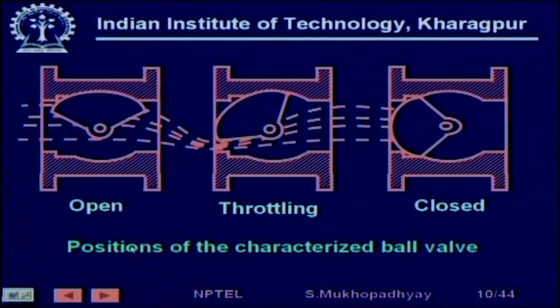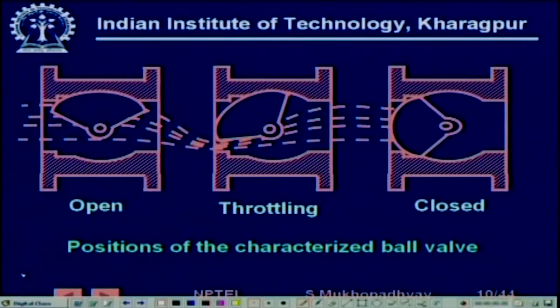This is another kind of ball valve where the ball is of a certain shape, so it is called a characterized ball valve. Here you can see that as it rotates, this surface slowly comes and closes the flow, and therefore the flow can be throttled or it can be completely shut off. So this is another kind of ball valve called the characterized ball valve.